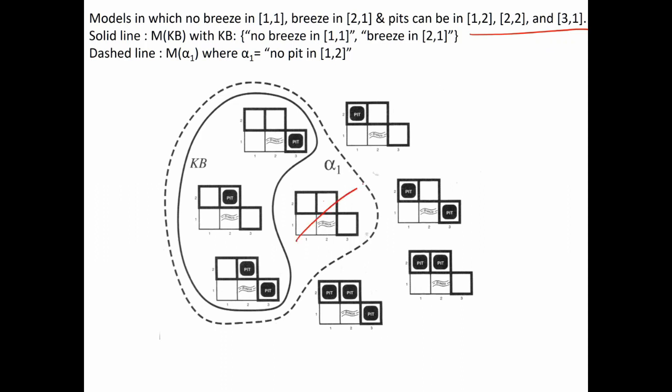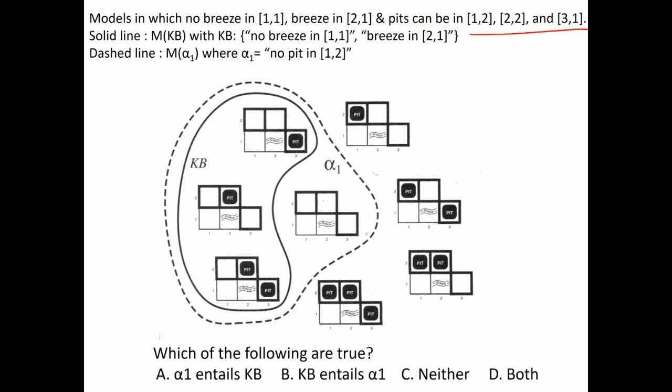The middle one is not correct because if there's breeze in 2,1, then there has to be a pit here or here, and neither is the case. And if there's nothing in 1,1, you cannot have a pit at 1,2. So none of these work. So the solid line represents M of KB. And the dotted line represents M of alpha 1, where alpha 1 is no pit in 1,2. So these are all the worlds in which there's no pit in 1,2.